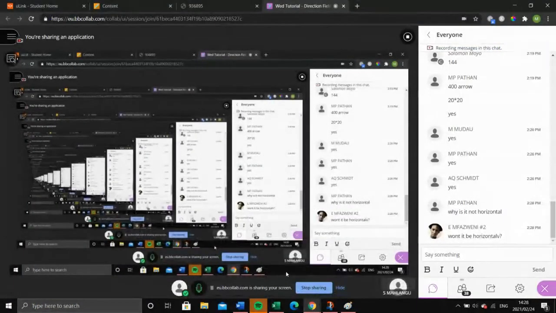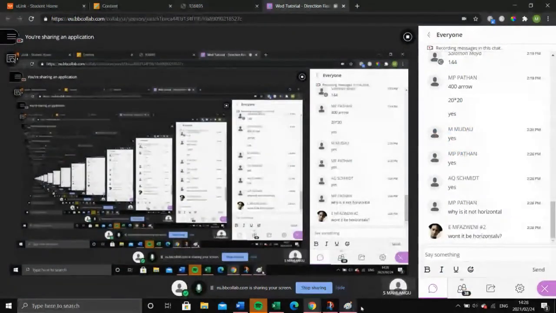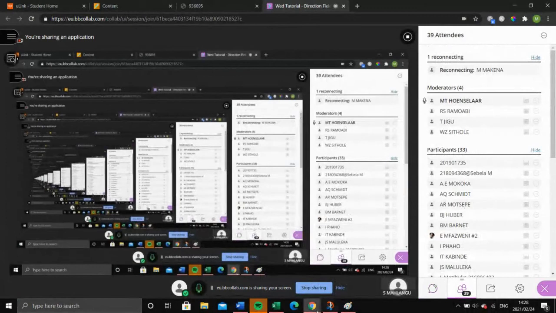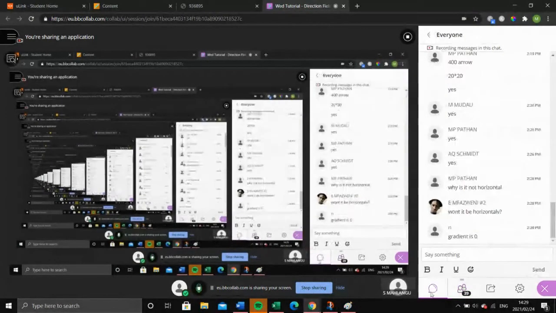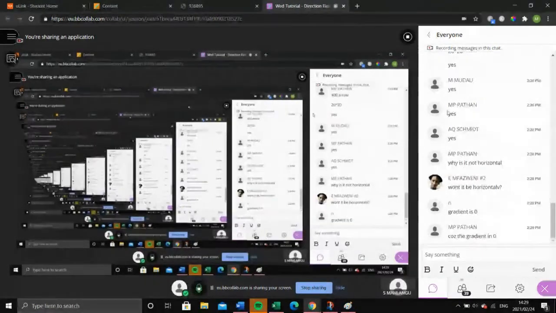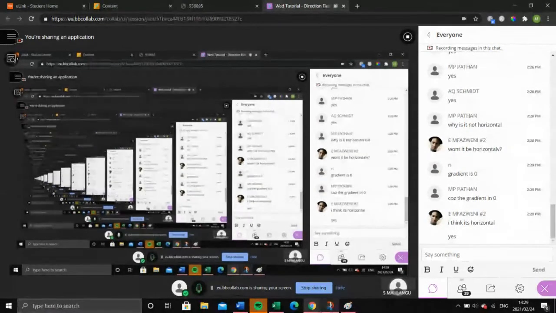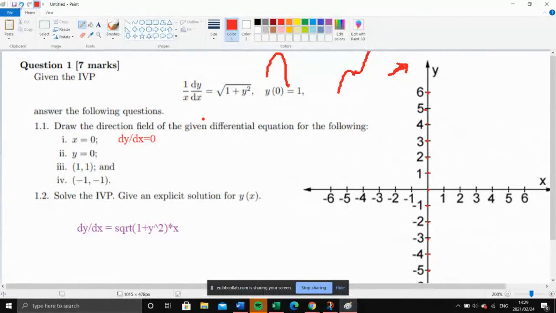Won't it be horizontal? I think, am I being blonde? A gradient of 0, is it a horizontal line? Can I just get some input? I think it's horizontal. Okay. Yeah, it might. Horizontal. Okay. Sorry, apparently I was right. Trust your gut. You learn something new every day.